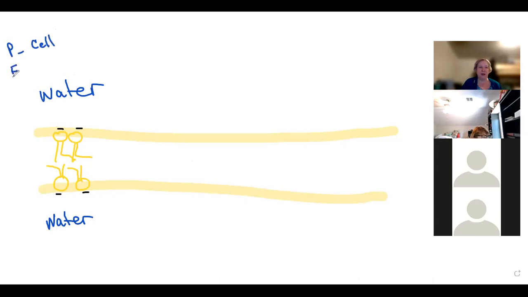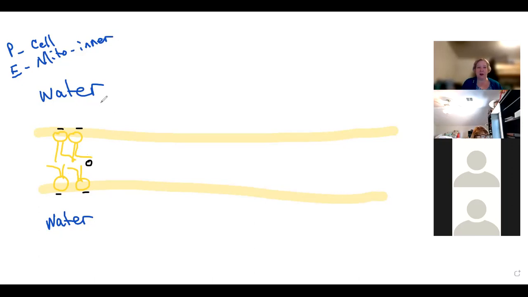If we're talking eukaryotes, we're talking about the mitochondria, and in their inner membrane, okay? So we've got these negative charges, and on the inside, there's no charge. We are hydrophobic on the inside, okay? So water has a hard time getting through, it can, okay?